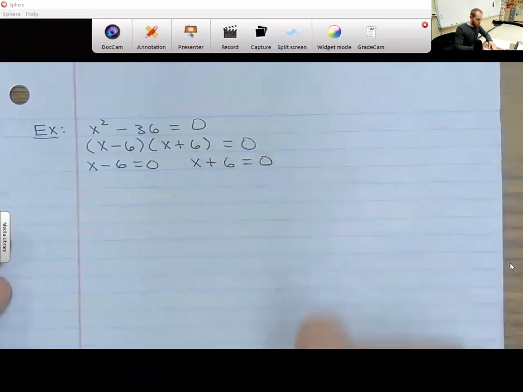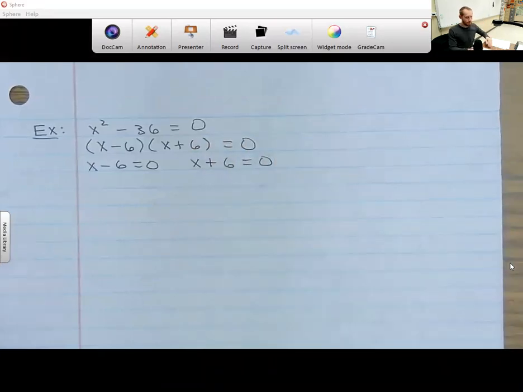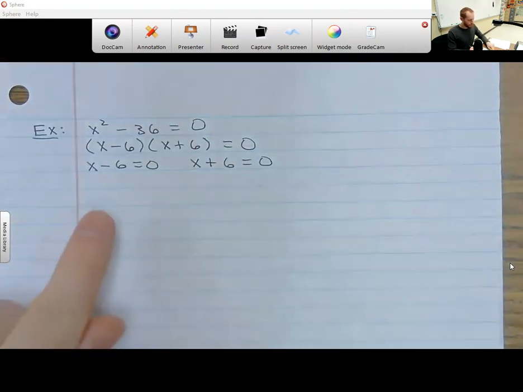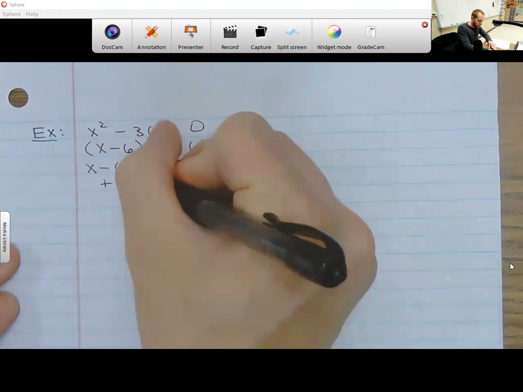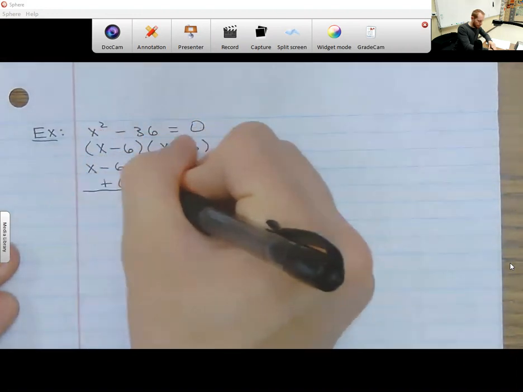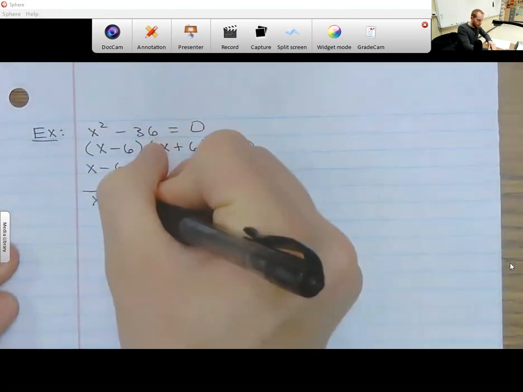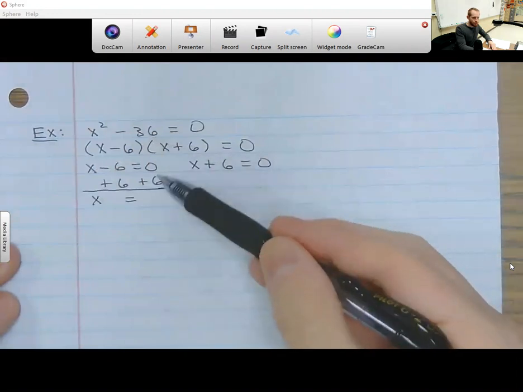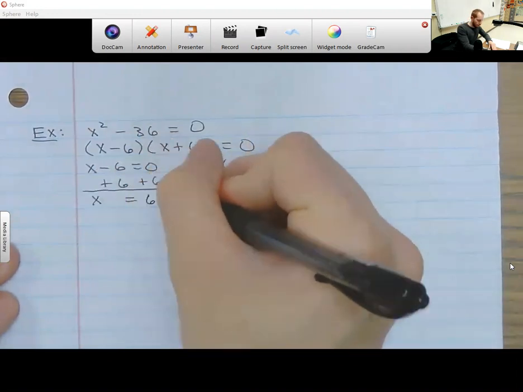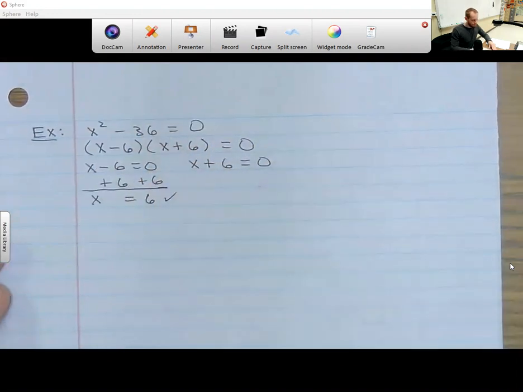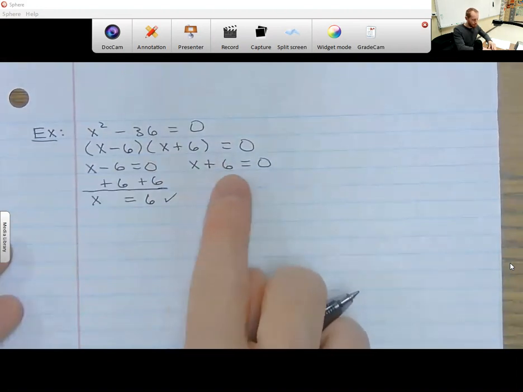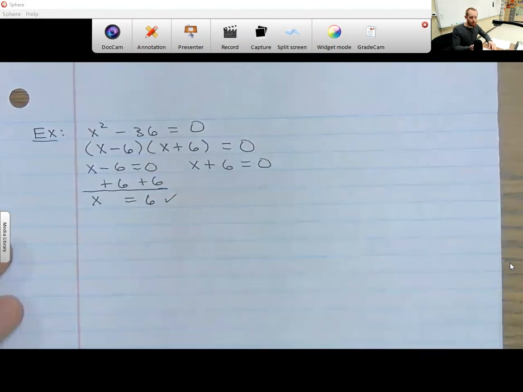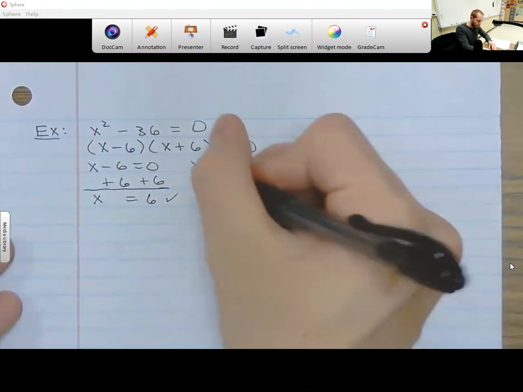And I solve them both. Okay? So for this first one, I'm going to add 6 to both sides. That's going to get rid of that minus 6. And I get 0 plus 6. We know that's going to be 6. Over here, I've got an x plus 6. To get rid of that plus 6, I need to subtract 6 from both sides.